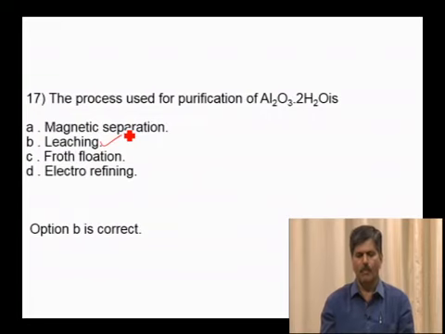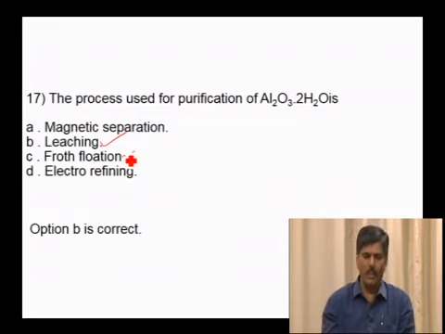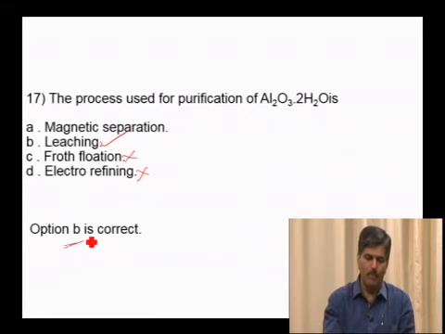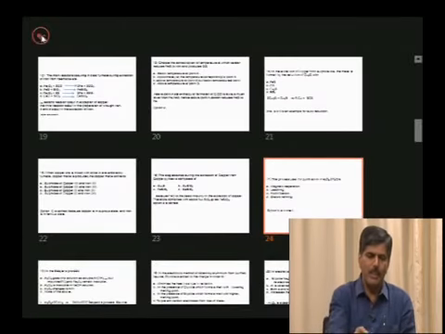Froth flotation is used for the concentration of sulfide ores. Here Al2O3.2H2O is not a sulfide ore, hence the third option is not correct. The last one is electro refining. Electro refining is used for the purification of molten metals. Hence D is also not correct, hence the correct option is B. Right, now let us see the next one.